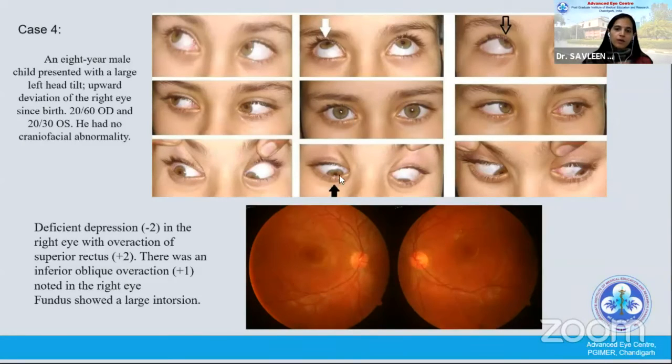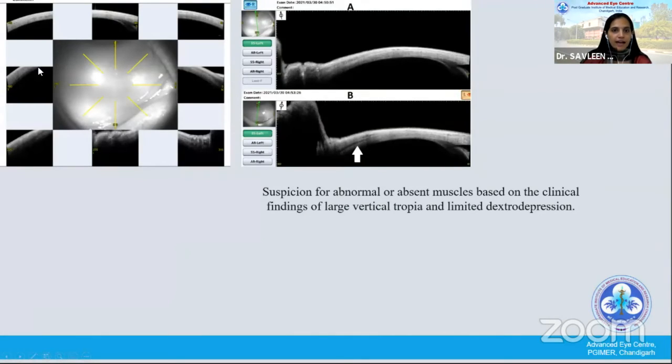So hypertropia in one eye with deficient depression and inferior oblique overaction. We were thinking, what if the inferior rectus is not there? Like the case of medial rectus aplasia that Dr. Shweta showed, of course we have the MRI, but we thought we have the ASOCT now, so why not do the ASOCT and see. So this is the right eye of the patient.